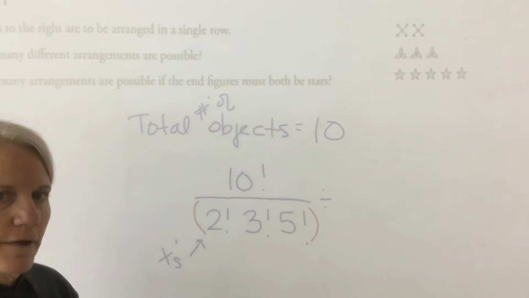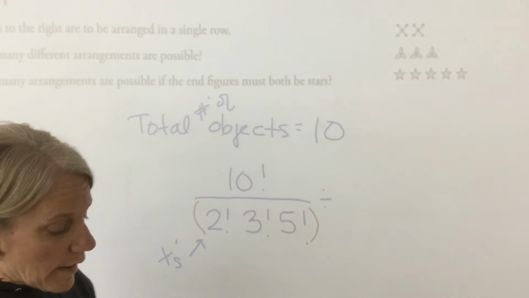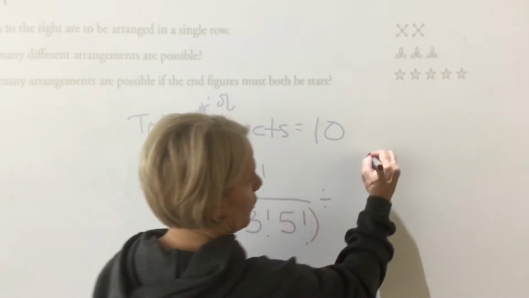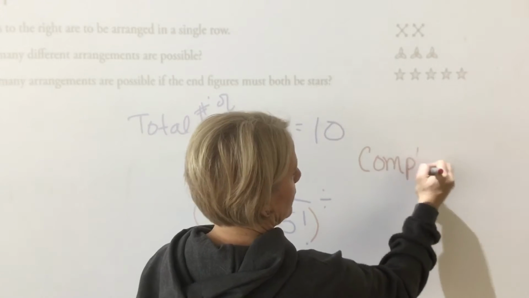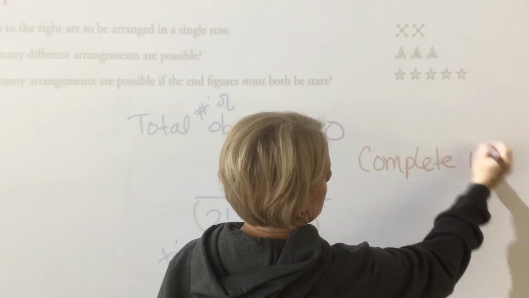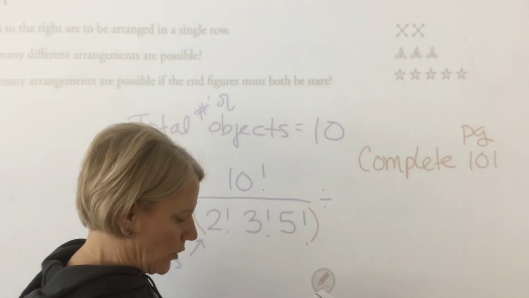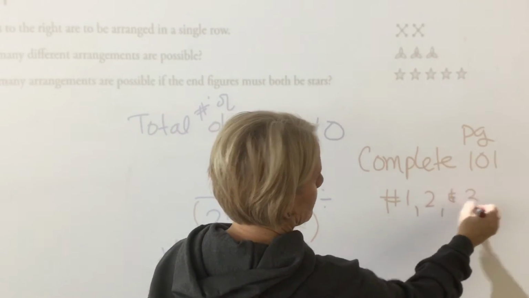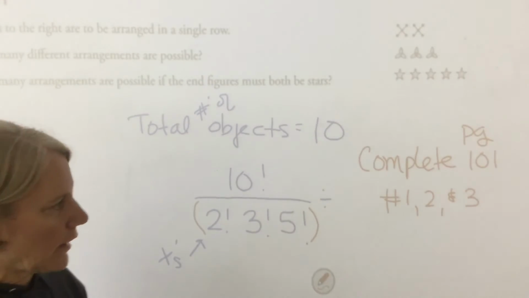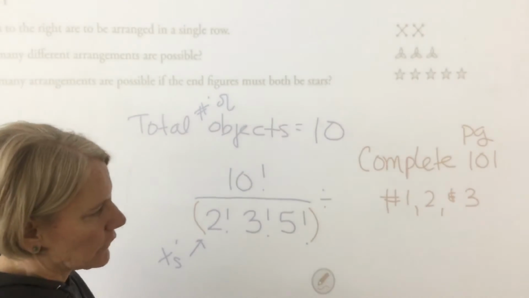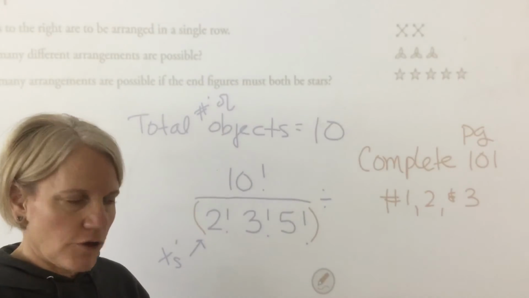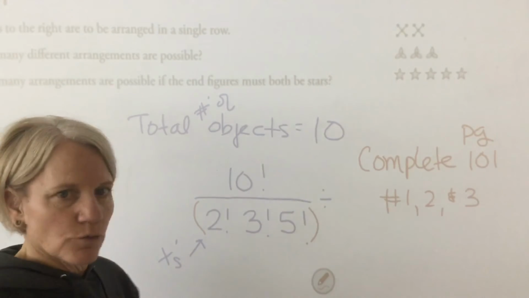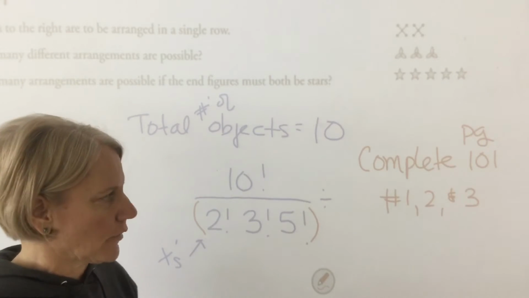Okay, so at this point now, you want to pause the video, and you're going to complete the problems on page 101, in your student outline, numbers 1, 2, and 3. When you think you've got it and you've checked your answer and everything's good to go, start the video again. I'll explain the answers to 1, 2, and 3, and then we'll do one more example together with repeated objects.